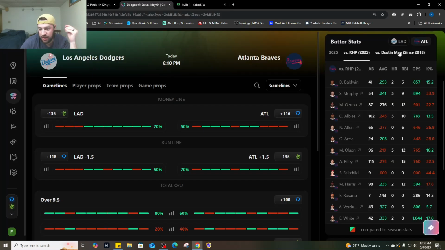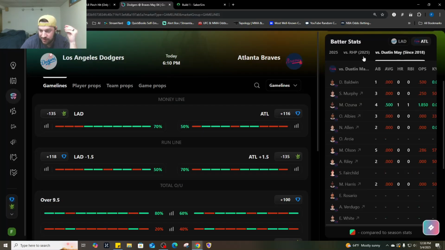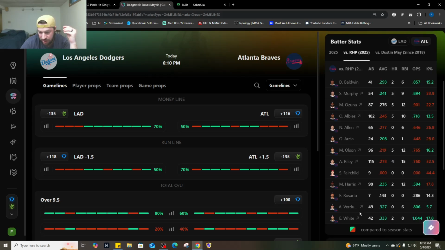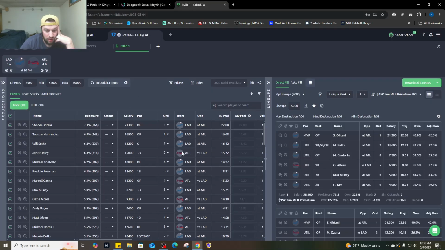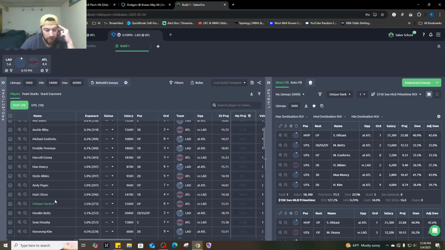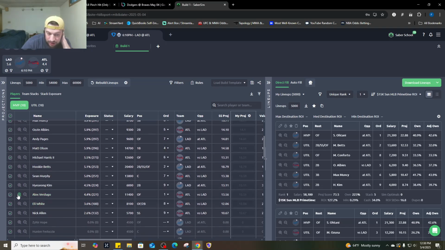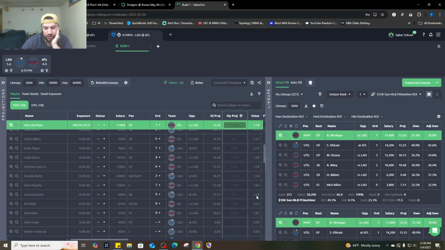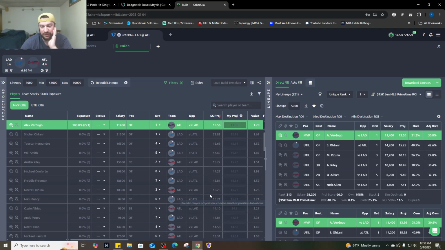And you can just see like BVP wise, they really haven't done anything against right-handed pitching. You got Verdugo. Like, what would a Verdugo, and I'm not saying I'm going to go with this one, but I'm always curious, what would a Verdugo captain spot look like? Since he's 11,400 for the MVP spot, you're able to put a lot of eggs in your basket there. You got Verdugo, you got Ohtani, you got Ozuna, Riley, Albies, and Nick Allen. Like, that makes sense as well.